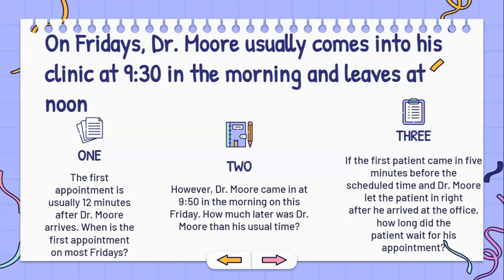Question number 3 says, if the first patient came in 5 minutes before the scheduled time and Dr. Monroe let the patient in right after he arrived at the office, how long did that patient wait for his appointment? You should know that the patient arrived at 9:37, which was 5 minutes before 9:42. Dr. Monroe let him in at 9:50, so the patient waited for 13 minutes.